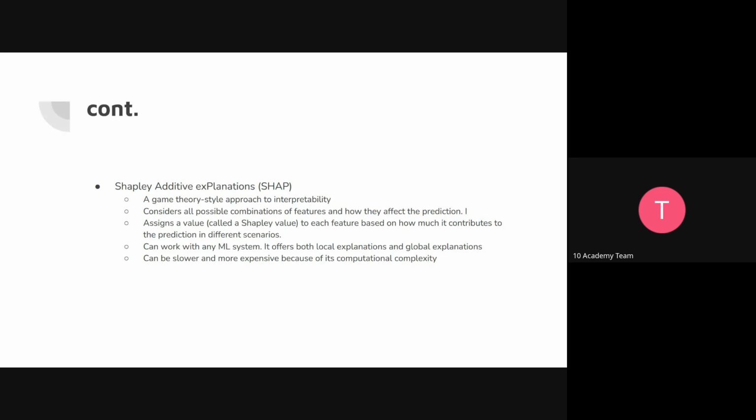But because it considers all possible combinations, it is very computationally expensive. As I think you have experienced before when you tried it, it can take a long time to run or need a lot of resources to run. So it comes with that.